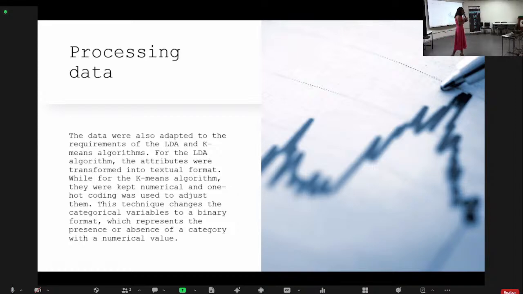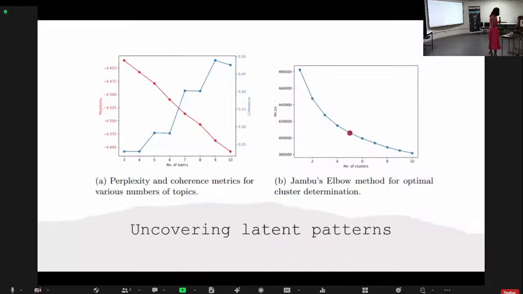So we work on categorical variables, which represent the presence or absence of the numerical value, uncovering latent patterns. Well, for this graphic, we observe the relationship between perplexity and coherence. We determined 10 topics because the optimal configuration for the given model prioritized perplexity, reaching its lowest value with 10 topics.